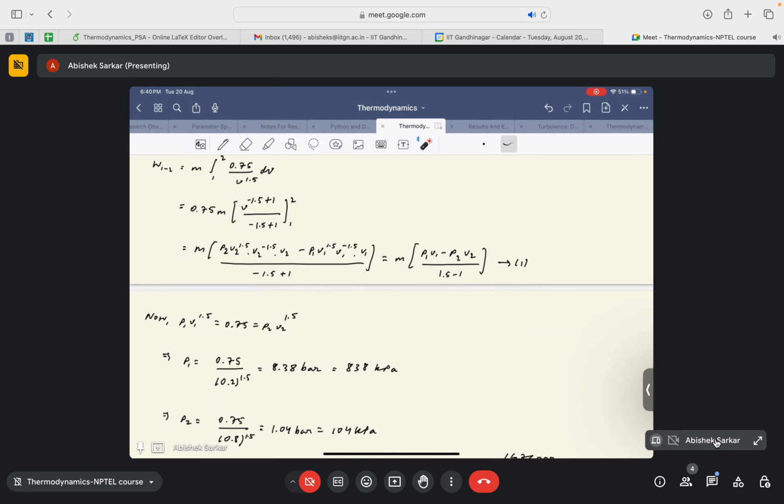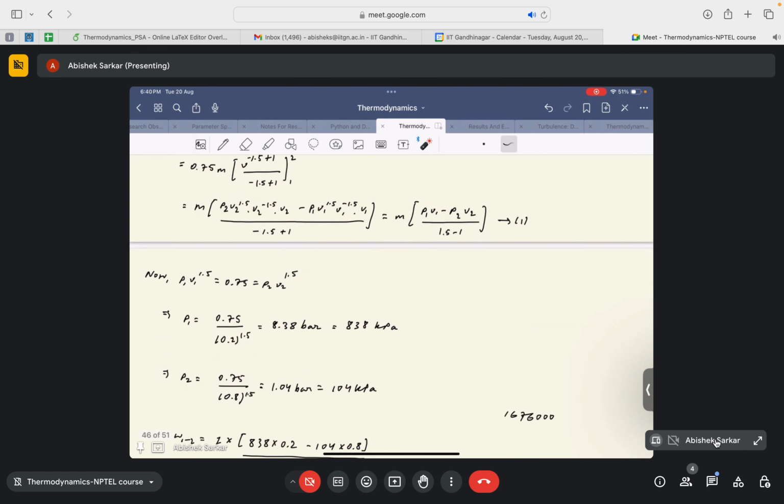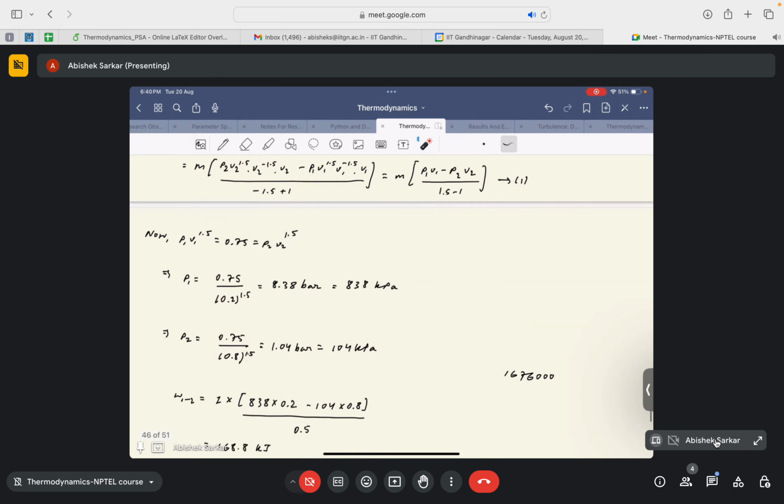So we can now find P1, but remember that P1 is in terms of bar. Any numerical value that we get from this relation is in terms of bar. So P1 would be equal to 8.38 bar or 838 kilopascal. Similarly, P2 would be equal to 0.75 by 0.8 to the power 1.5, which is equal to 1.04 bar or 104 kilopascal.